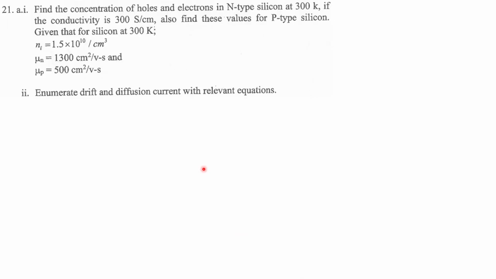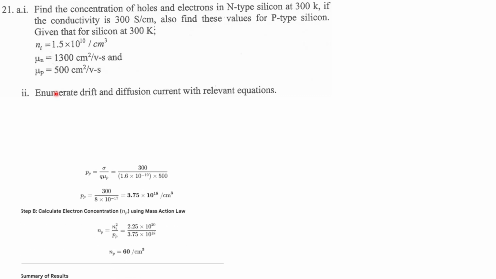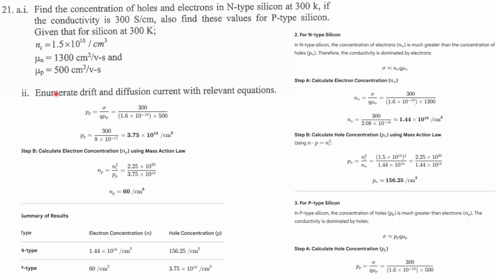So the first question, that is question 21, you can see here: find the concentration of the hole and electron. You have to find the hole and electron concentrations if the conductivity is given, and values like Ni, the intrinsic carrier concentration, are given, then the mobility of the electron and hole is given. Also you have to discuss the drift and the diffusion. So how will you solve?